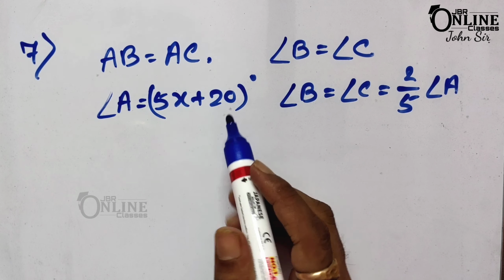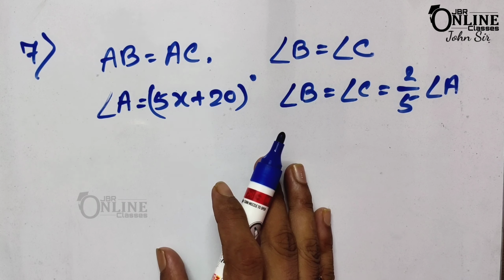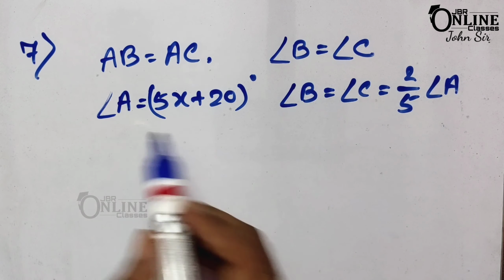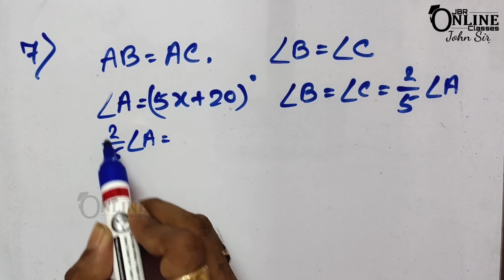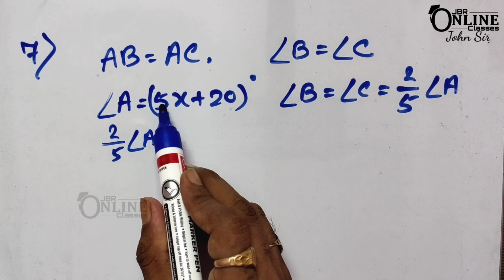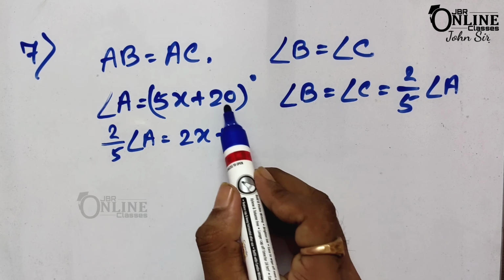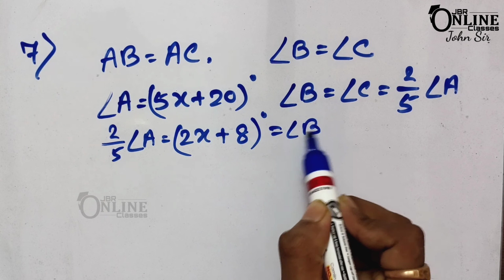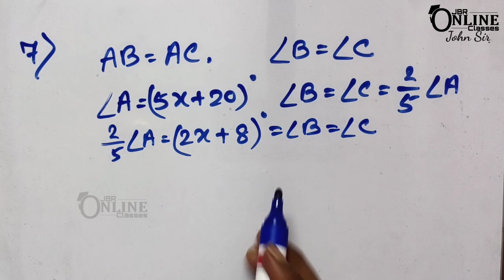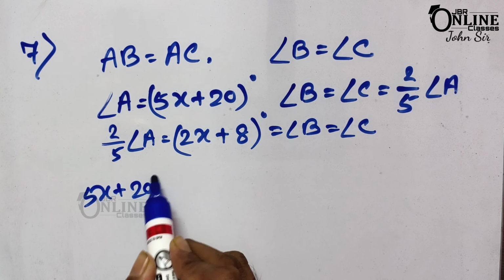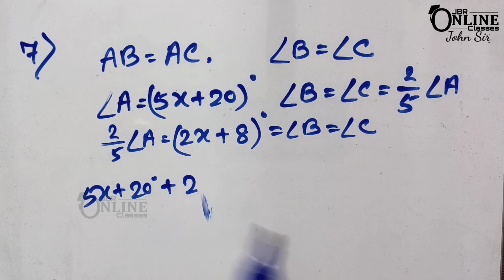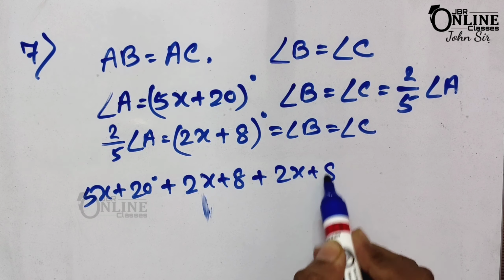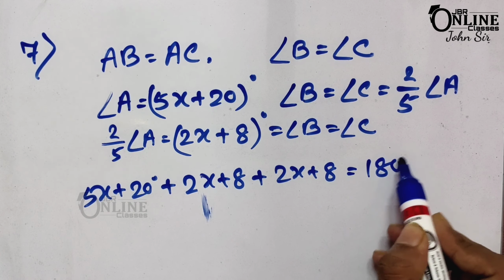Okay, so now as you know, the addition of the three angles equals 180. Here angle B and angle C equal 2/5 of angle A. So 2/5 of angle A means 2/5 of this one. Okay, then 5 will be cancelled out, so it will be 2x. Here 5 cancelled out 20, it becomes 4. So 4 into 2, it's 8. Okay, so the value of angle B equals this one and also C. So now you have 5x plus 20, then 2x plus 8, and again 2x plus 8. That means for B and for C, that equals 180 degrees.